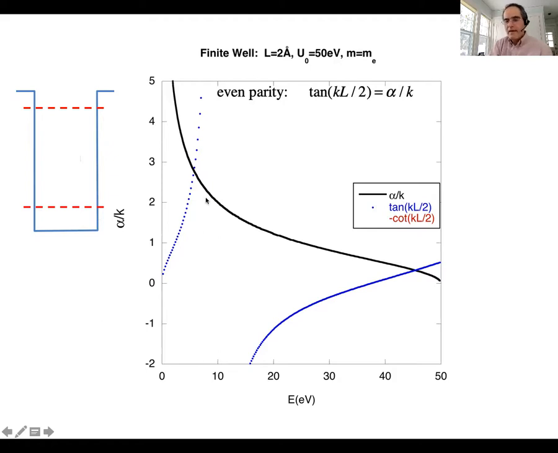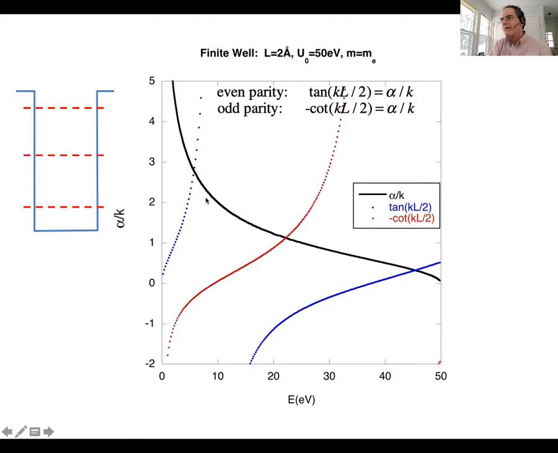Now I'm going to leave it for an in-class problem to show that the odd parity solutions have to satisfy this equation, minus cotangent KL over 2 is equal to alpha over K. But once we know that, we can simply graph the left-hand side of the equation, that's what's shown in red, and look for intersections between the left-hand side and the right-hand side of the equation, shown in black. And we see one here at about 21 electron volts.